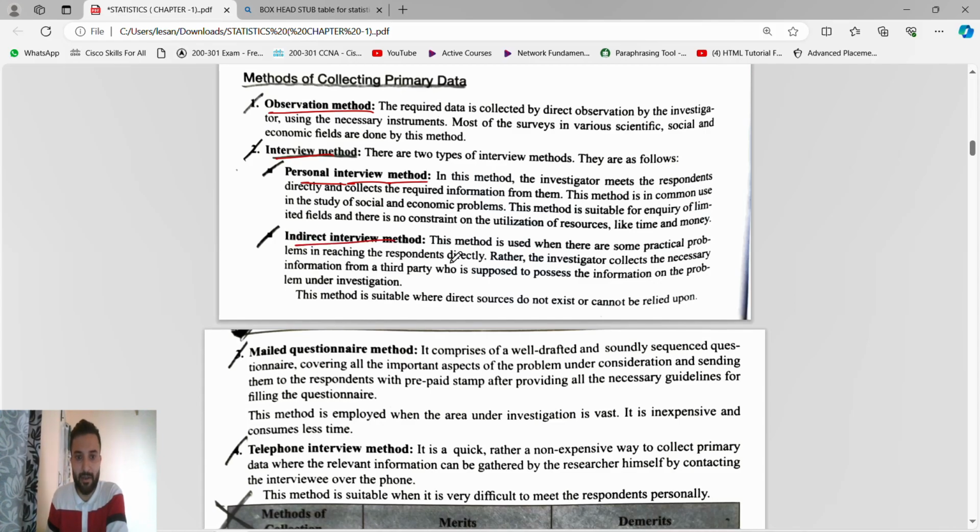Then the indirect interview method. Indirect interview method means the interviewer is not asking the questions from you directly. Indirect means suppose someone has taken your telephonic round, and based upon that telephonic round, that person is giving feedback to the interviewer, saying, sir, don't call him, he is completely hopeless, don't call him at all. Okay.